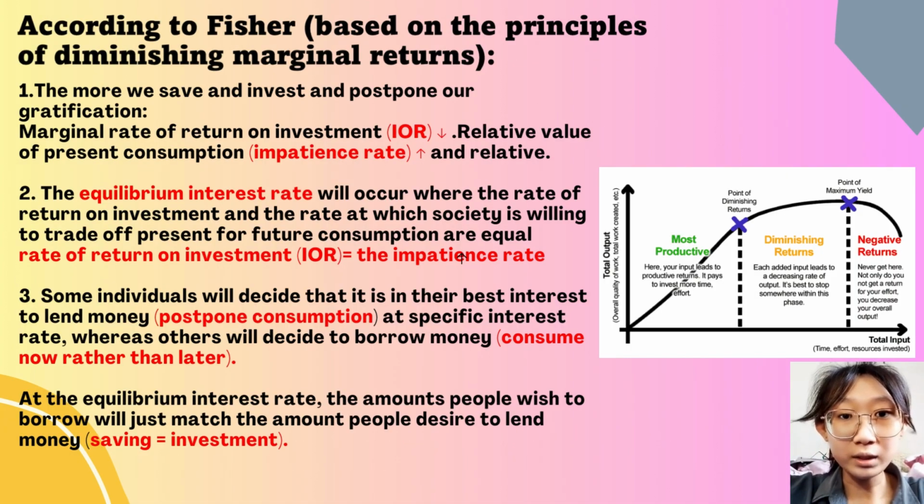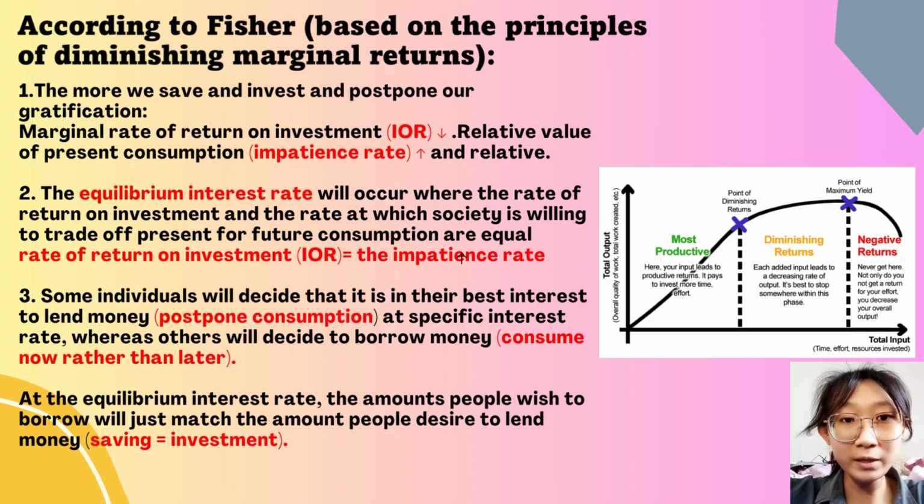According to Fisher, the more we invest and postpone our gratification, the lower the investment opportunity rate becomes, but the greater the impatience rate. The more we spend and hasten our gratification, the lower the impatience rate becomes, but the higher the opportunity rate. The less we save and invest as a society, the lower is the relative value of present consumption and the higher is the marginal rate of return on investment.